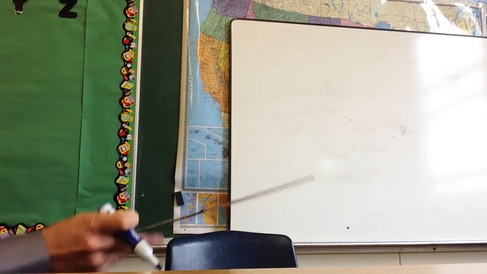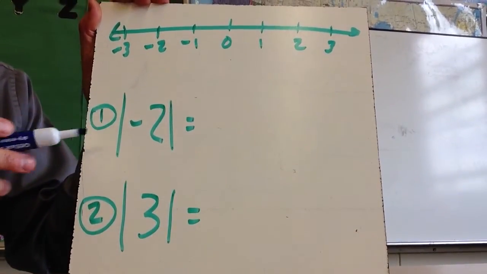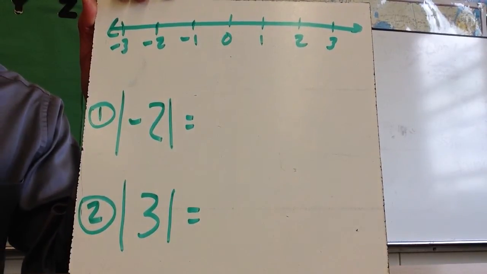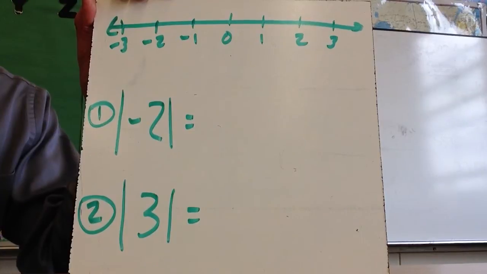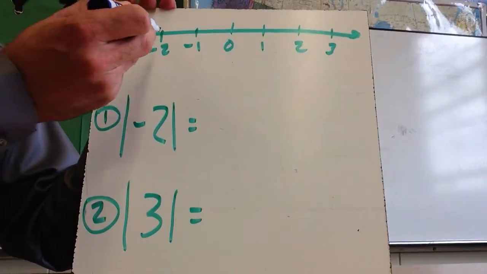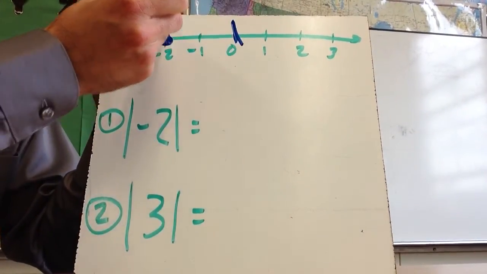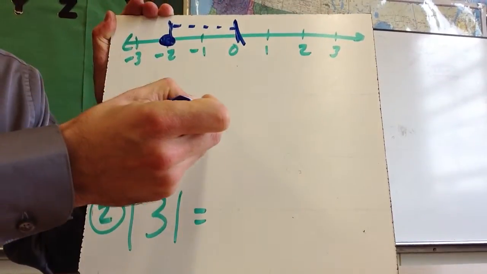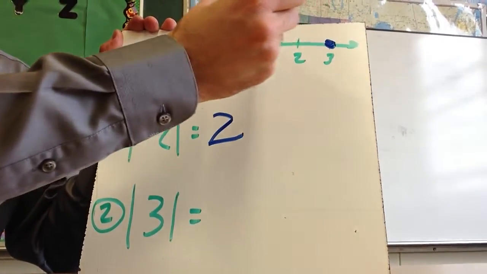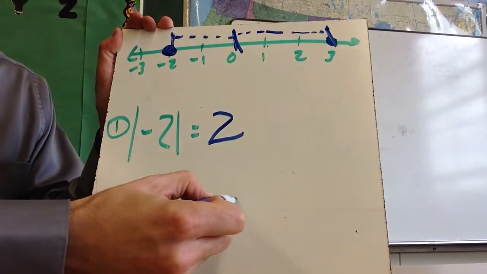All right, I want you to practice a couple of these. Using this number line, I want you to find the absolute value of -2 and the absolute value of 3. You can pause the video at this time to practice these problems. So -2 is here, and obviously 0 is here, and so this is 1, 2 away from 0. 3 is obviously over here, 1, 2, 3 away from 0.